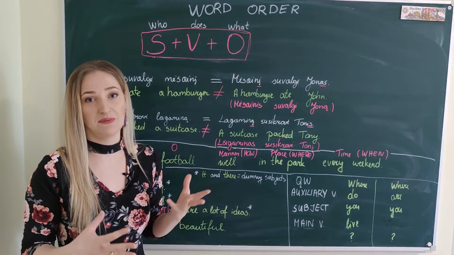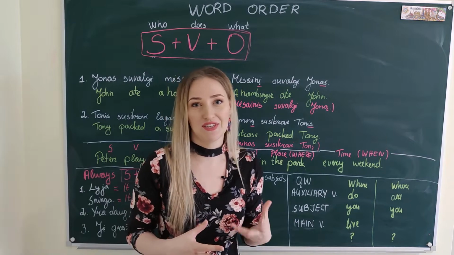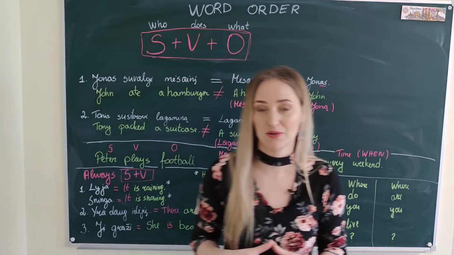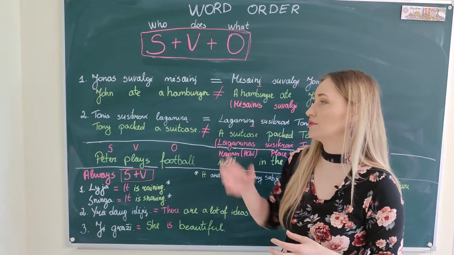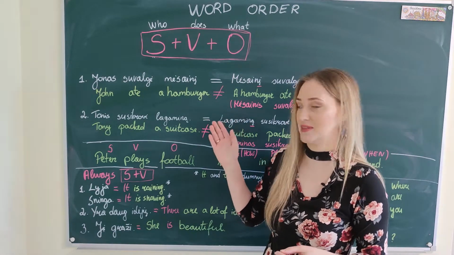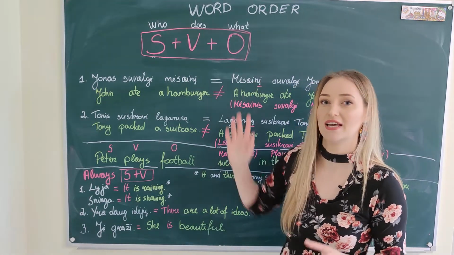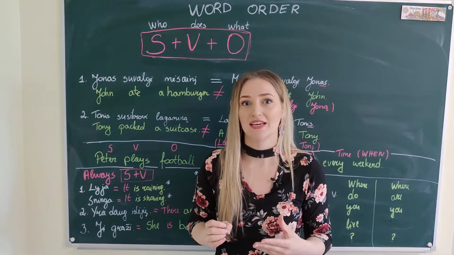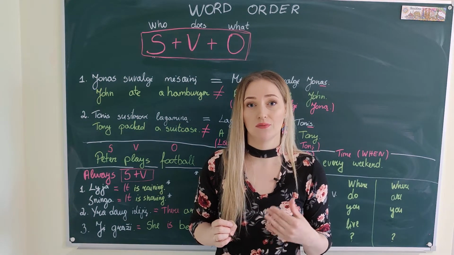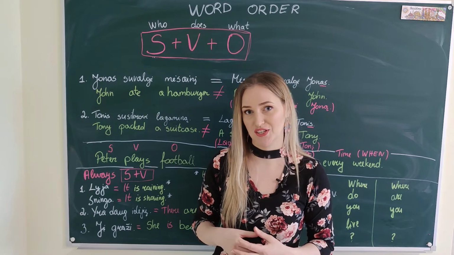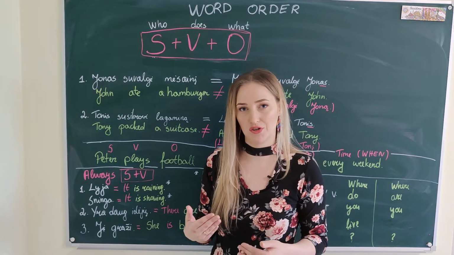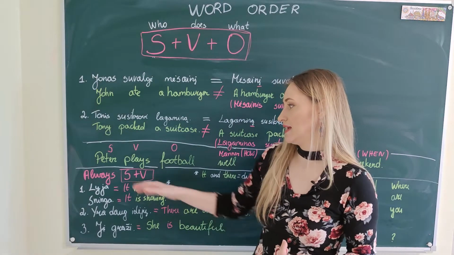Of course, there are some exceptions to this rule. However, today we're not going to talk about the exceptions, because today I want you to focus on the most common word order in English statements: subject, verb, objects. If you learn the structure, it will make your English sound much more fluent and your sentences will be much more logical.